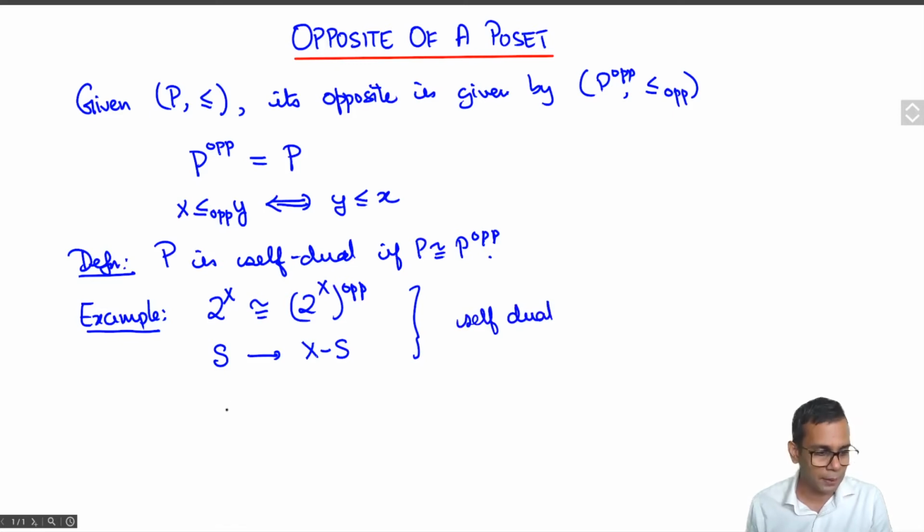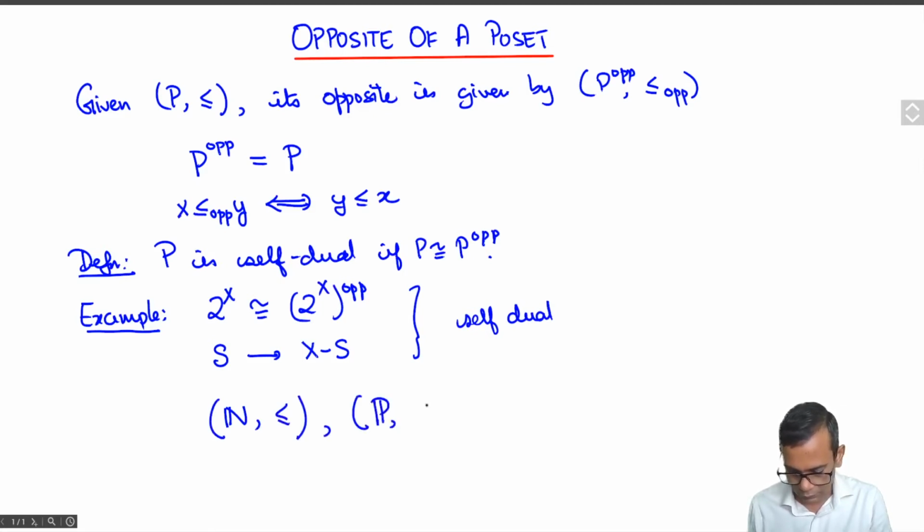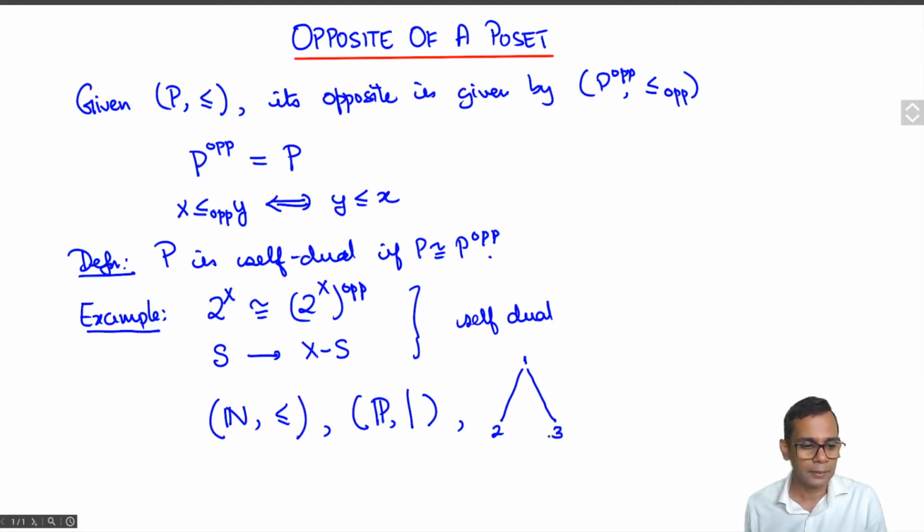For example, the poset of non-negative integers under the usual partial order, and the poset of positive integers under the divisibility partial order, and maybe one of the examples that we had considered earlier, this poset with 3 elements. These are not self-dual.